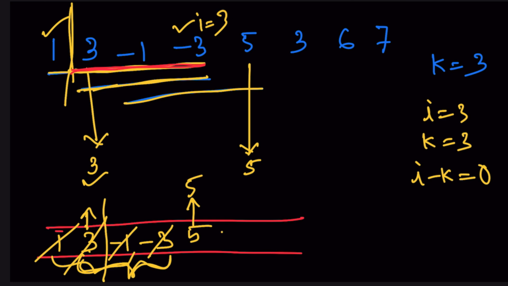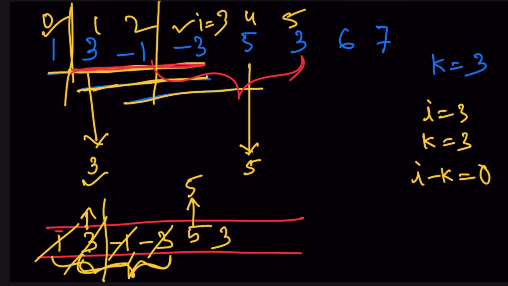Next we are getting 3. What is the index of 3? Index of 3 is 5. So we need to get rid of elements till 5 minus 3, that is 2. So 0, 1, 2. Till 1 I have to get rid of. So my window will be this, right?